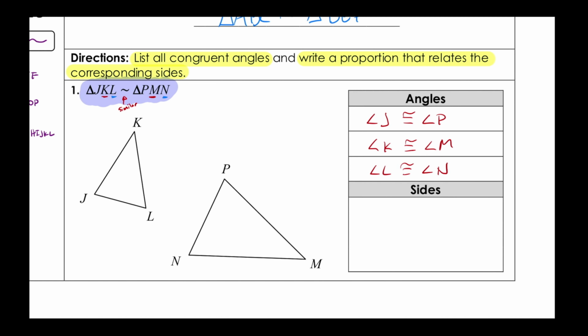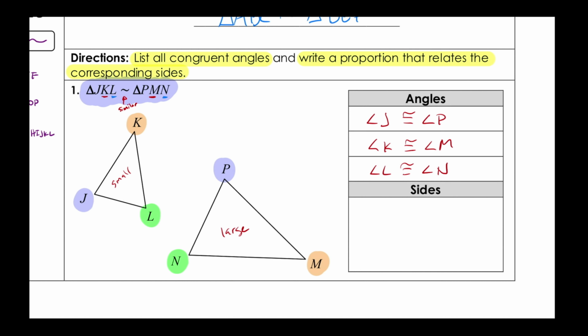Okay, we can even do colors if you want to. And that's what we did last time, right? So J matches with P. K matches with M. And L matches with N. You see how the second triangle is just the first triangle, rotated and actually enlarged. You should always understand which one is the small one and which one is the large one. Yeah?